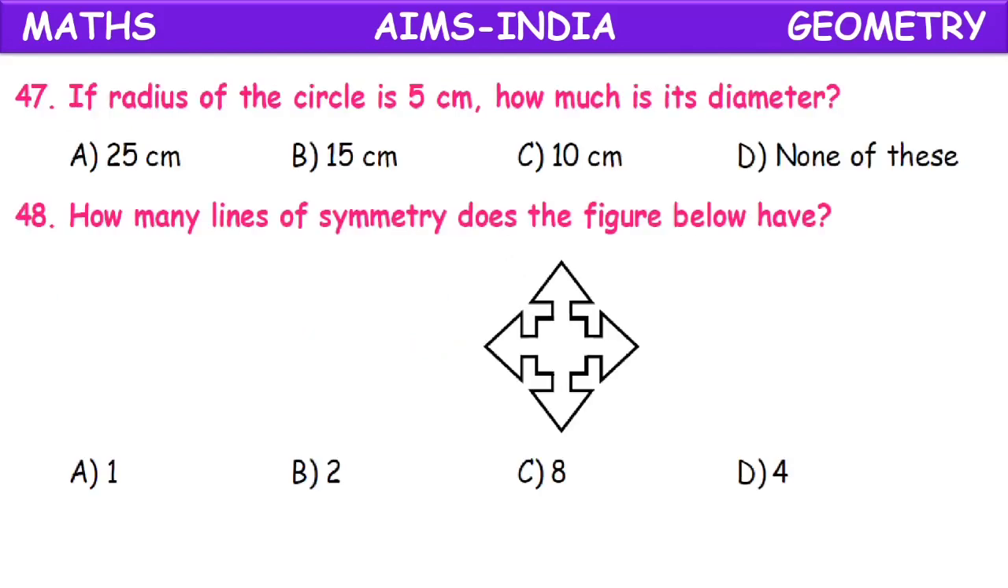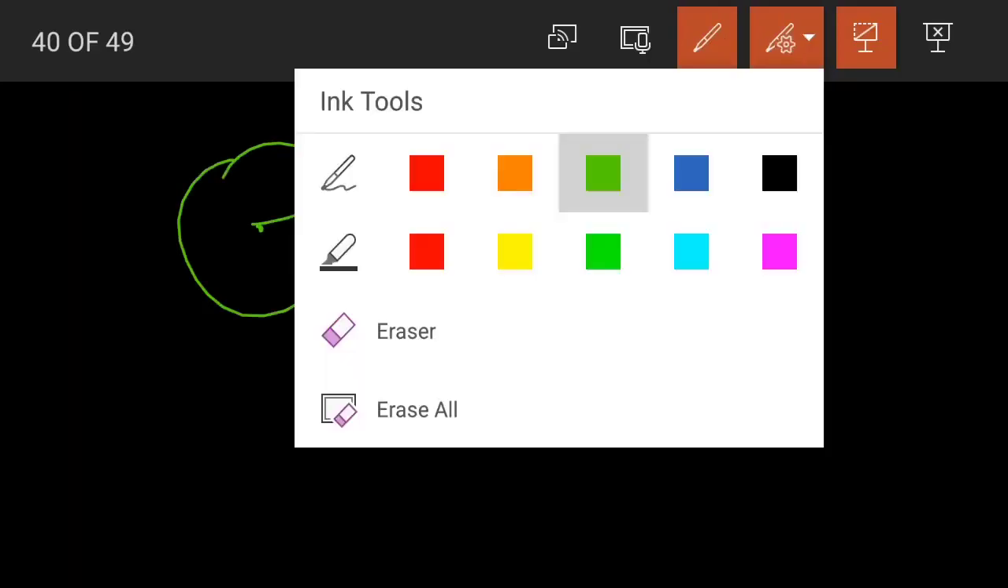Next, question number 47. If the radius of the circle is 5 centimeters, then how much is its diameter? We have already learnt about circles that this will be a radius and this will be the diameter of the given circle.